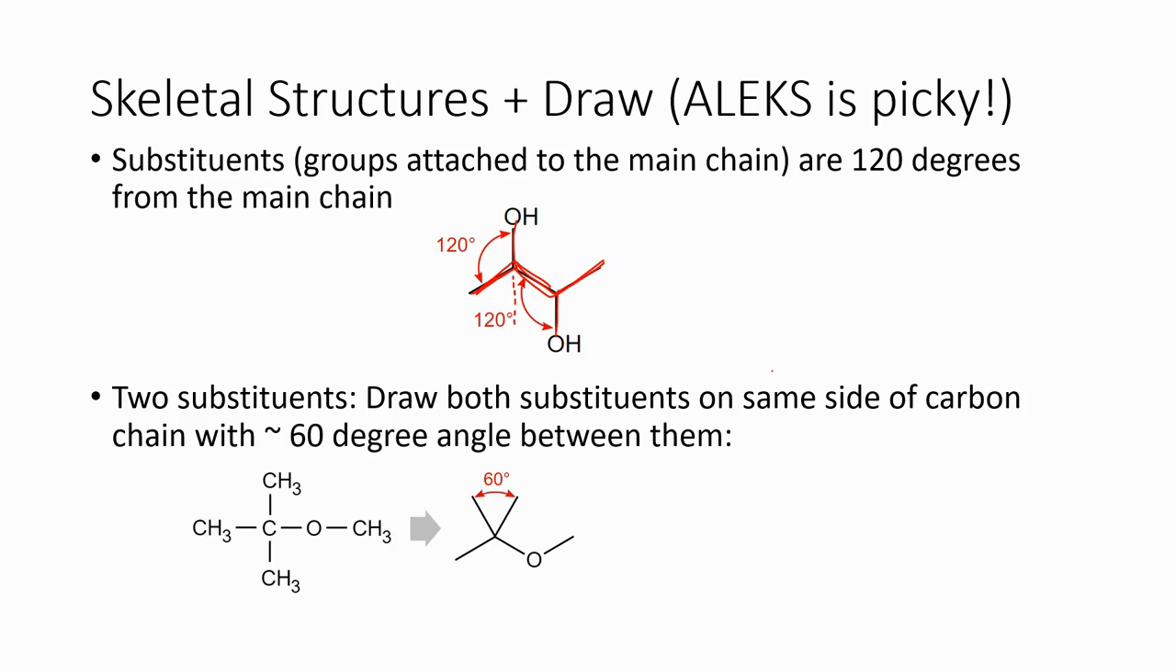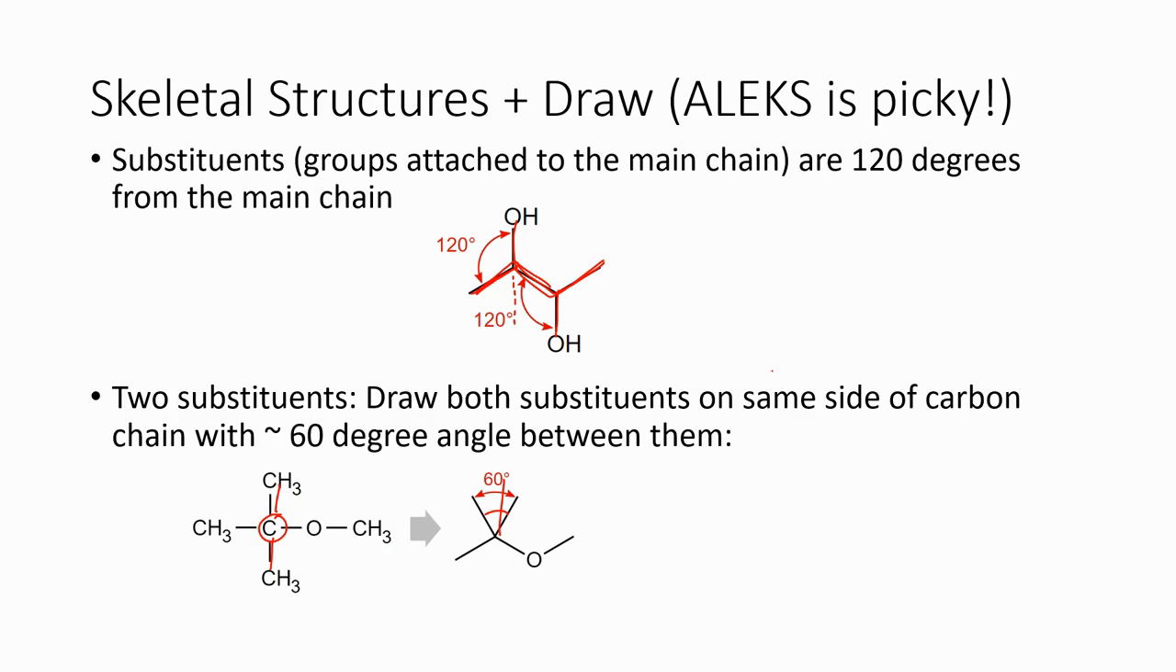This is just like keeping track of our rules. And then if we have two, so we have this carbon that has 2 different groups, we're going to put them pointing up, but there's going to be a 60-degree angle in between them. So it's like we put one up, and then if we have 2, then we split them by 60. Okay, so the more that you see this, the more you'll get used to this. It's not too bad.